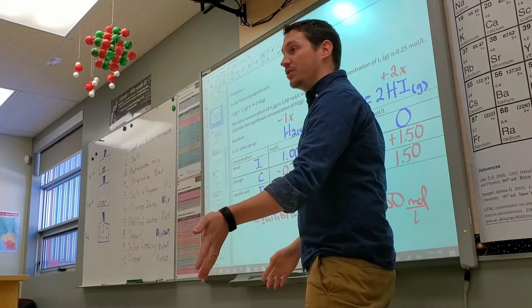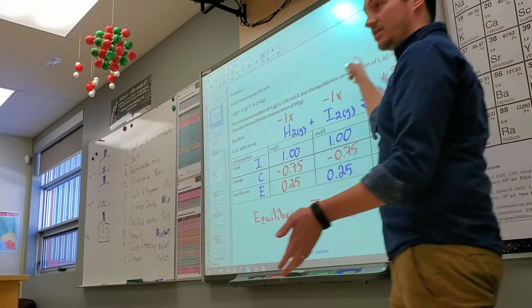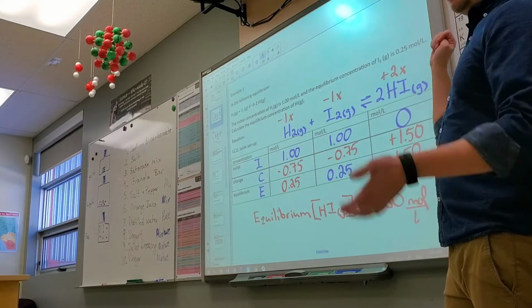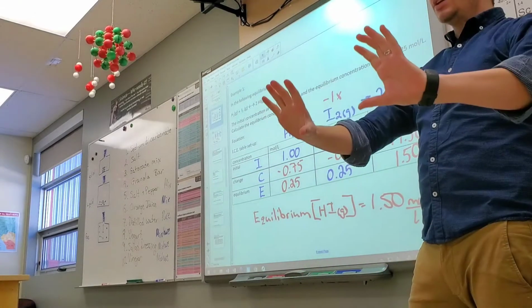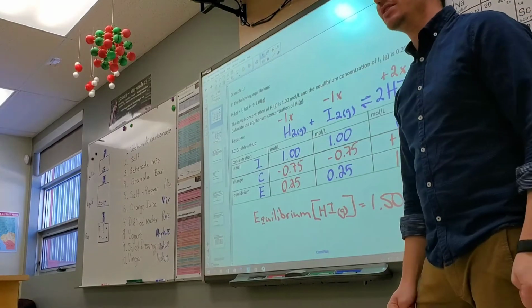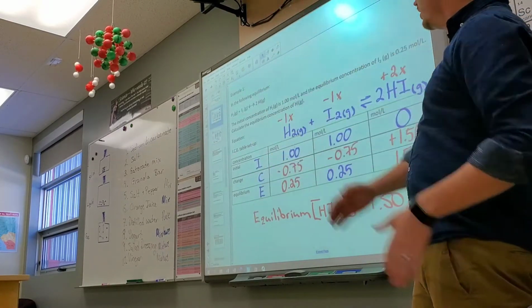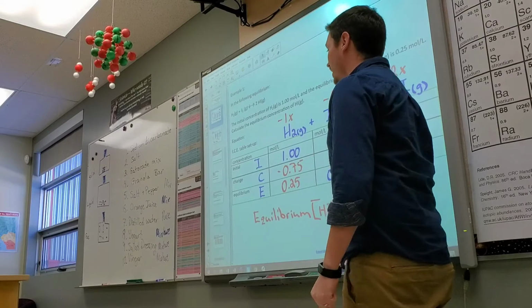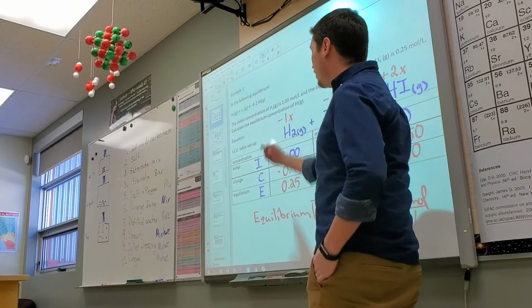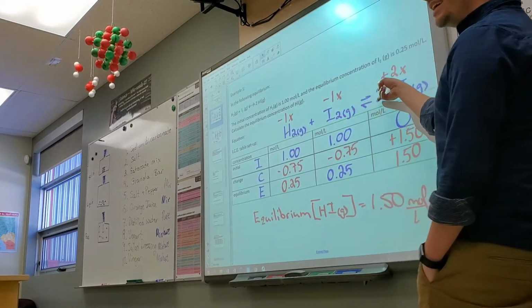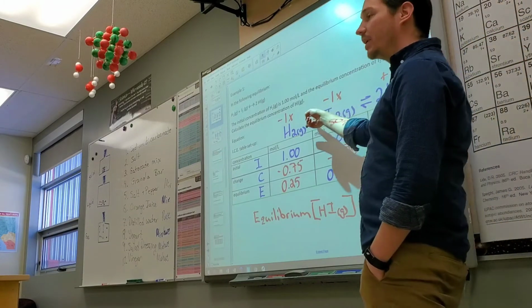Why do you know for sure you're going to have to use an ice table given this question? Because we have initial and equilibrium. It's got initial and it's got equilibrium. I'm going to have to use an ice table. But that's okay, because you're all amazing at ice tables right now. So when we look at an ice table, the most important part is getting our balanced chemical reaction.